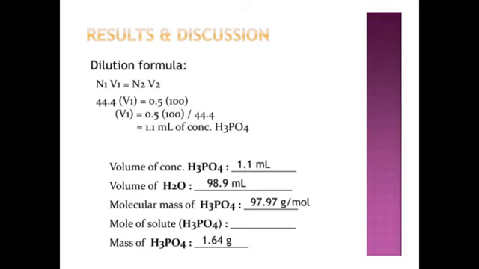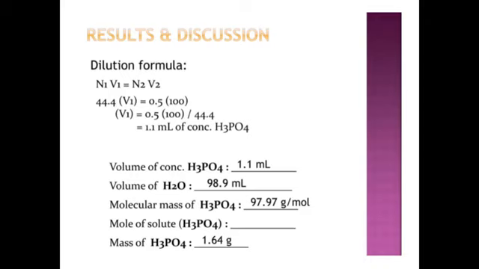For the first one, it is 44.4, like we have been doing, times the volume we are looking for. The second one is 0.5 normal multiplied by 100. So that means you need 1.1 ml of H3PO4. So the volume of conc H3PO4 you are going to need is 1.1 ml. While the volume of water, because you have to make it up to 100, is 98.9 ml.